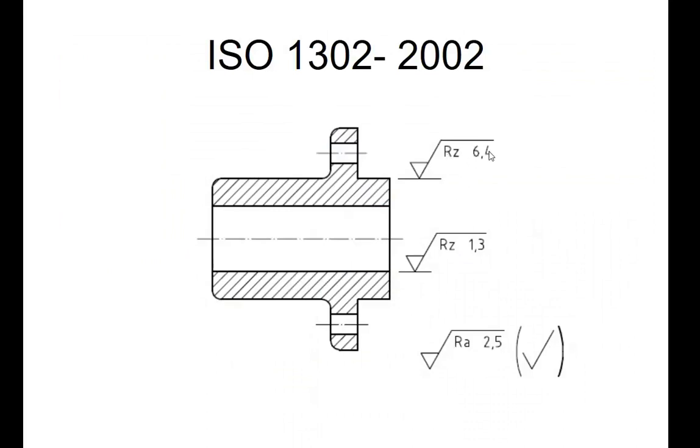And this place, just under the horizontal tail of the surface finishing symbol, is used to write the roughness value. To prevent confusion, since in the old version of the standard, this place was used to write the roughness cutoff value.